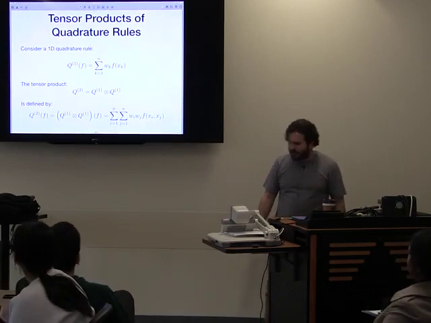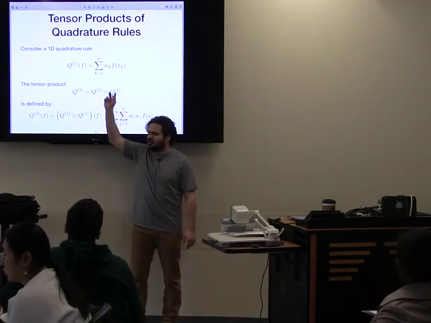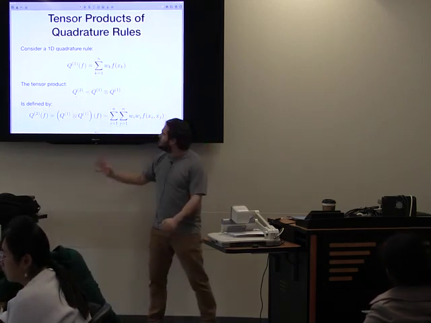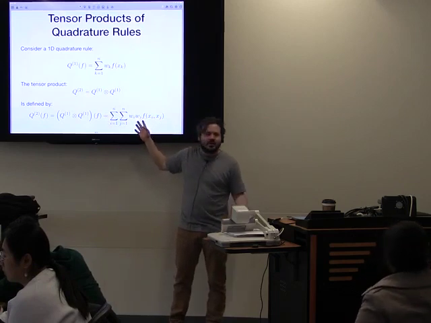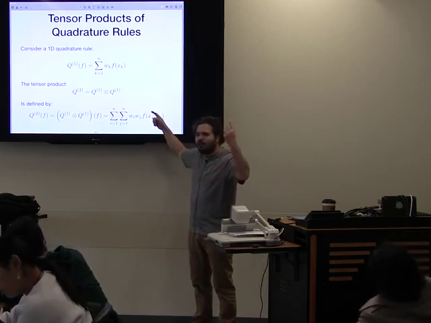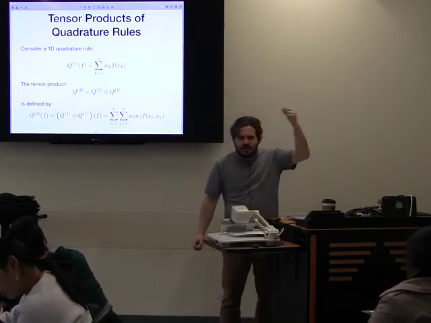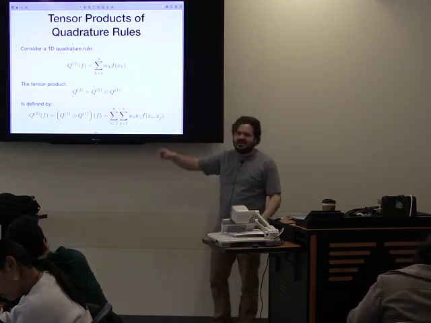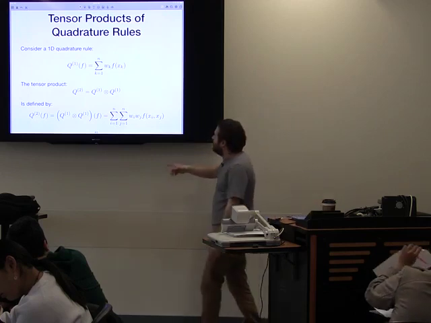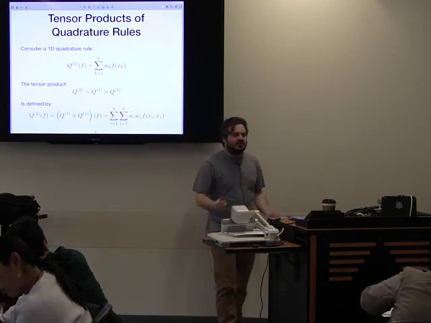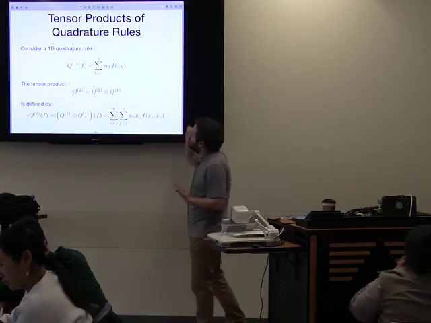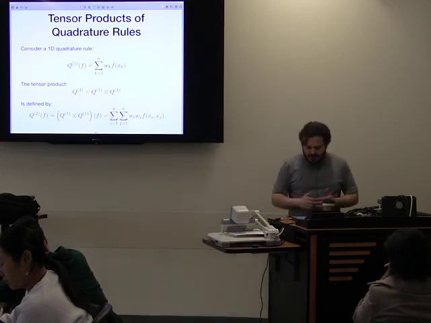Formally, the tensor product between two quadrature rules in one dimension is a quadrature rule in two dimensions, and that quadrature rule is this one. It's a quadrature rule whose nodes are all pairwise combinations of the nodes of the 1D rule, x_i, x_j, where x_i and x_j are nodes in the 1D rule, and the weights are all the pairwise products of the 1D rule weights. So this is the definition of the tensor product of the quadrature rule.